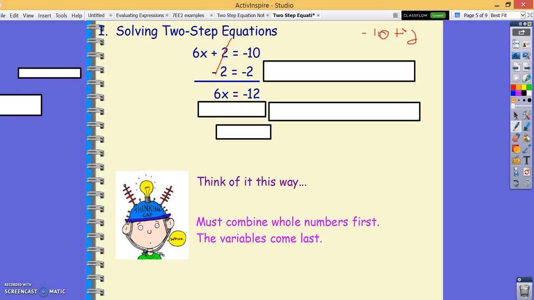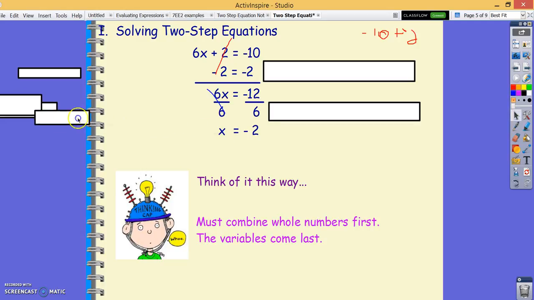Okay, now the next thing I need to do is get x alone. Currently it's being multiplied by 6. So to reverse that, I would divide both sides by 6. 6 divided by 6 is 1. So I'm now left with 1x equals negative 12 divided by 6, which is negative 2.